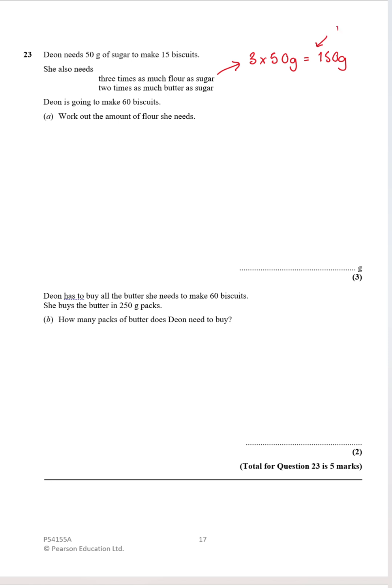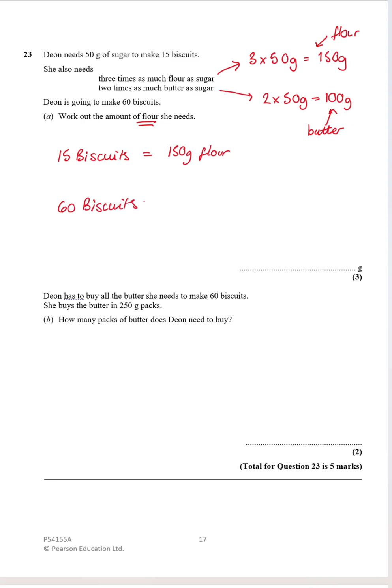Okay, and that one there, I'm just going to annotate so I know what I'm doing, is the flour. I also know for the butter, she needs 2 times the amount of sugar, so 2 times 50 grams is 100 grams. Once again, I'm going to annotate that with butter so I don't forget what I'm doing. I know that we only care about the flour. So I know to make 15 biscuits, I need 150 grams of flour. If I want to make 60 biscuits, I just need to work out a multiplier. To work out a multiplier, here it's 60 divided by 15, which is multiplied by 4. Therefore, if you need to do rough working out on the side, you can, but you will get to 600 grams.